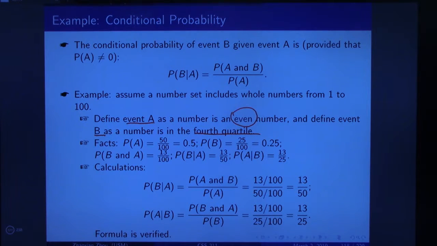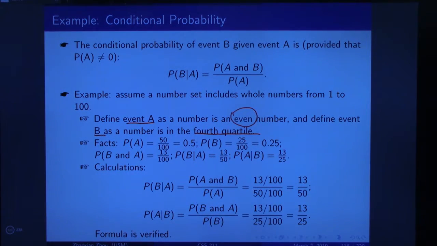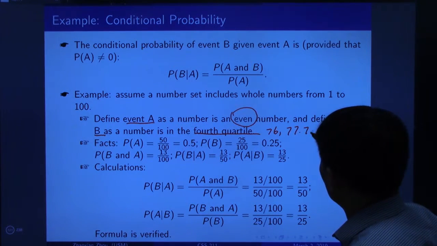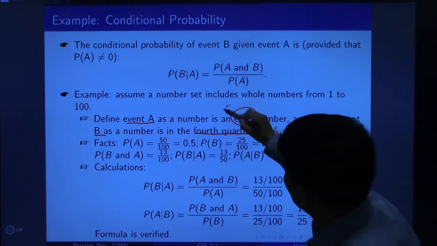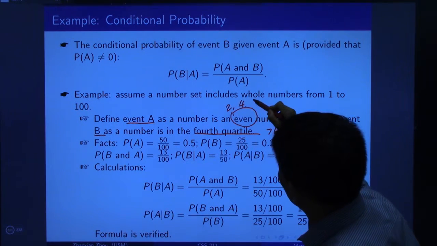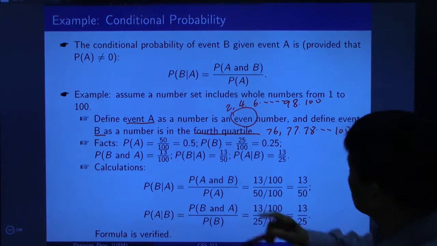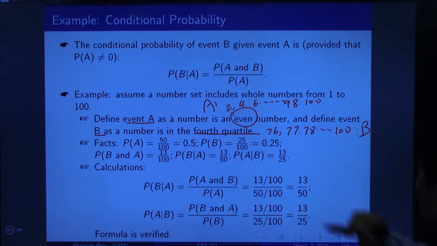The first quartile is from 1 to 25. The second is from 26 to 50. The next one is from 51 to 75. And the fourth quartile, which is B, is from 76. So we write here, okay, 76, 77, 78, all the way to 100. And this one is even numbers, meaning 2, 4, 6, and all the way to 98 and 100. So this is event A. This one is event B.